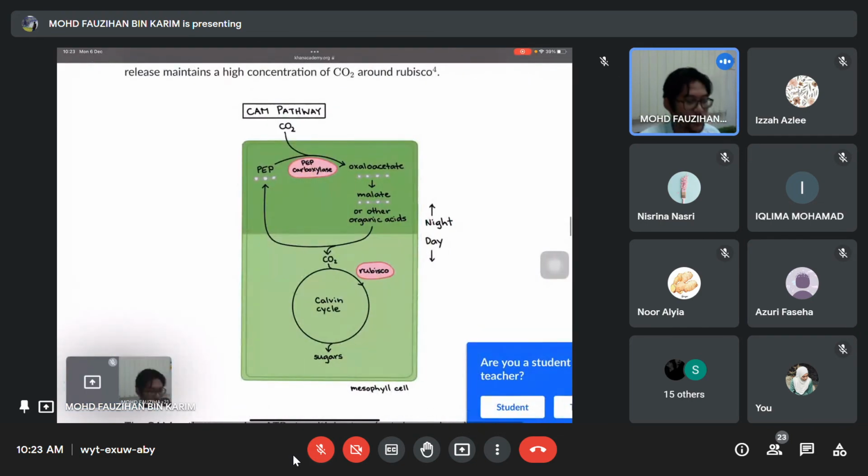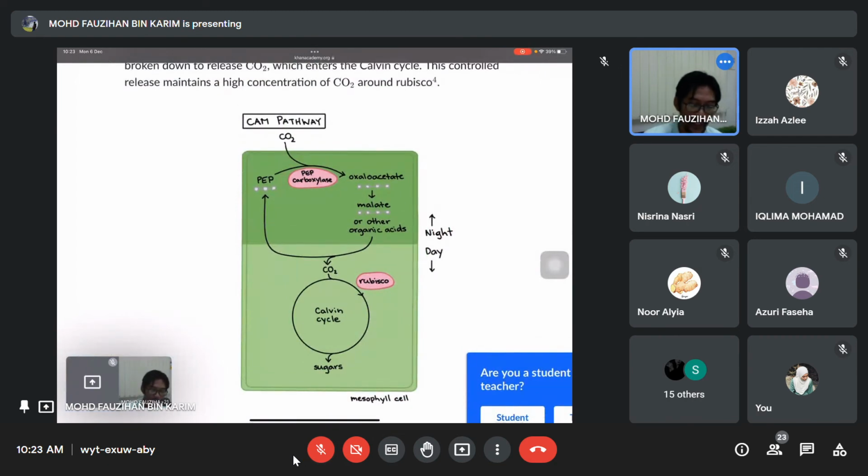Right. So in CAM, there is only one anatomical structure, which is the mesophyll cells. But there are two separate sections, where the same reaction happens as in the C4 plants: they have PEP carboxylase, which changes it to oxaloacetate and malate and other organic acids, and then it will release the carbon dioxide.